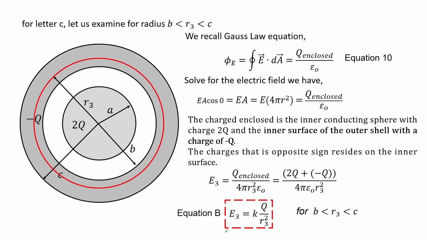For letter C, let us examine for radius r3 greater than b but less than c. The charge enclosed is the inner conducting sphere with charge 2q and the inner surface of the outer shell with a charge of negative q. The charges that are of opposite sign reside on the inner surface but only q. The electric field is given by equation B.